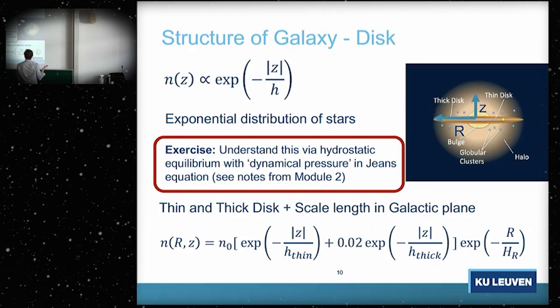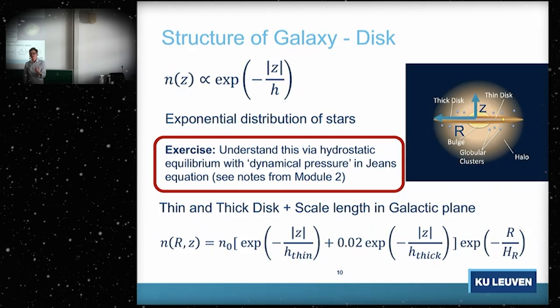And this dynamical pressure has the velocity dispersion in it. Then the higher the velocity dispersion, the larger the scale height. It's essentially the velocity dispersion that determines that. And that's also the analogy to the terminology: a disk with a higher scale height has a higher dynamical pressure, a higher velocity dispersion. We call that a hotter disk.